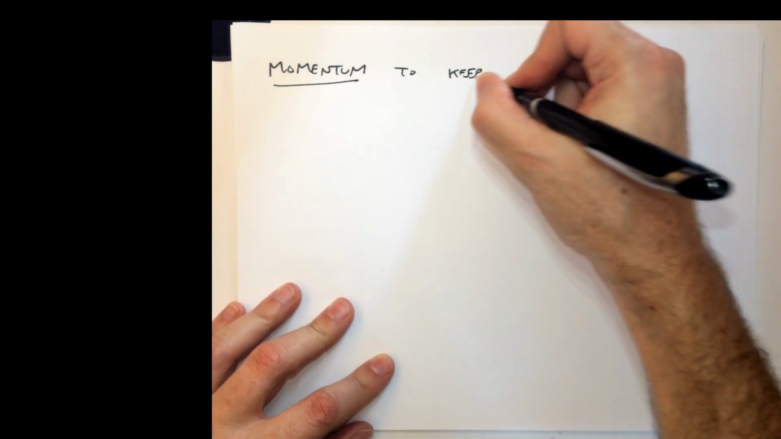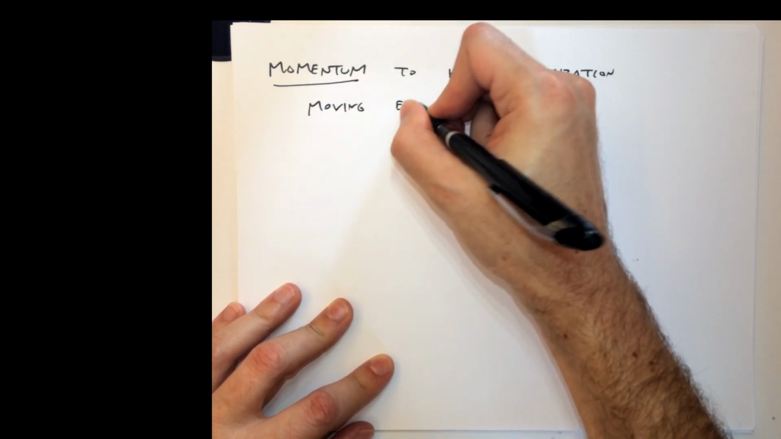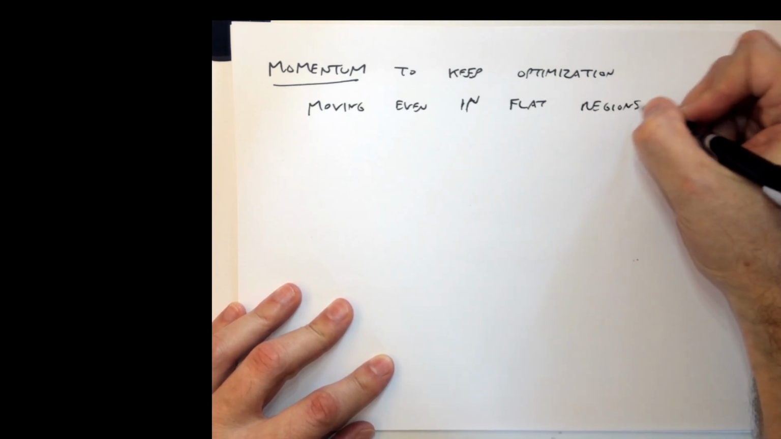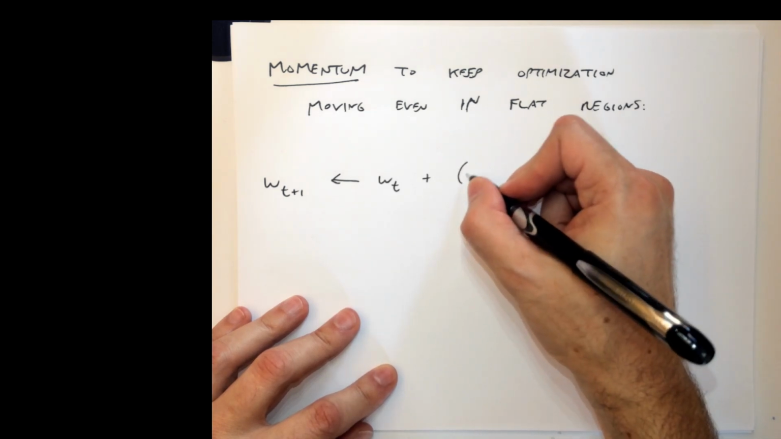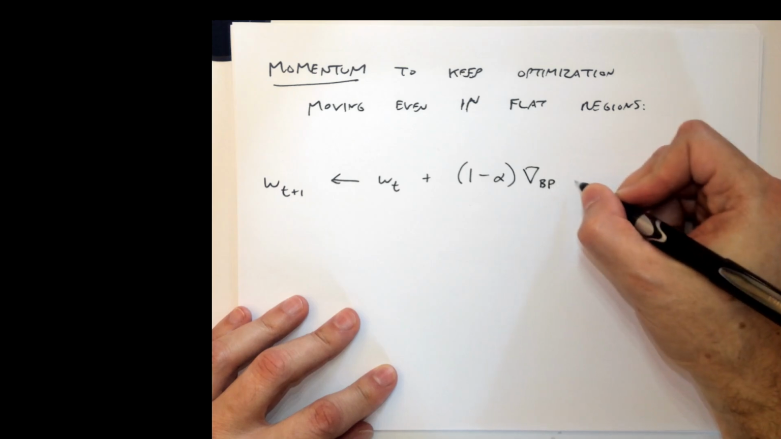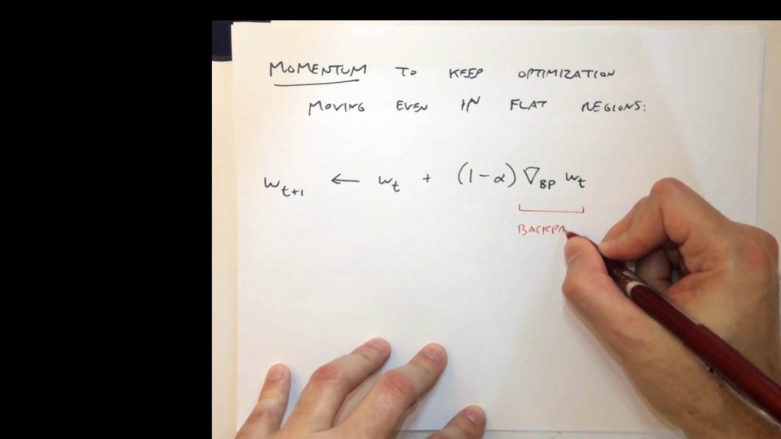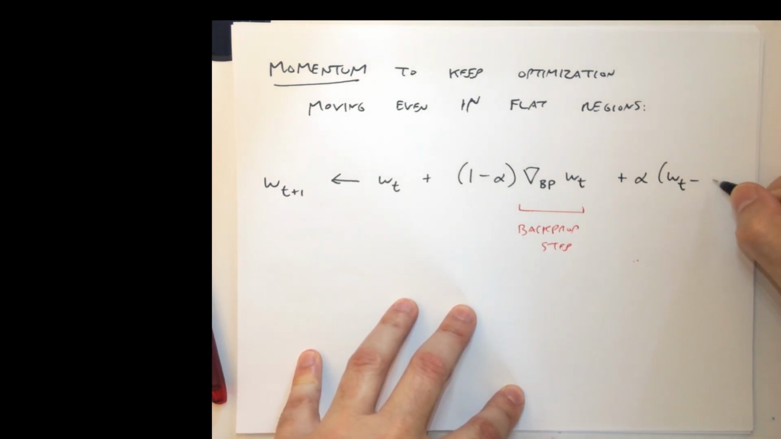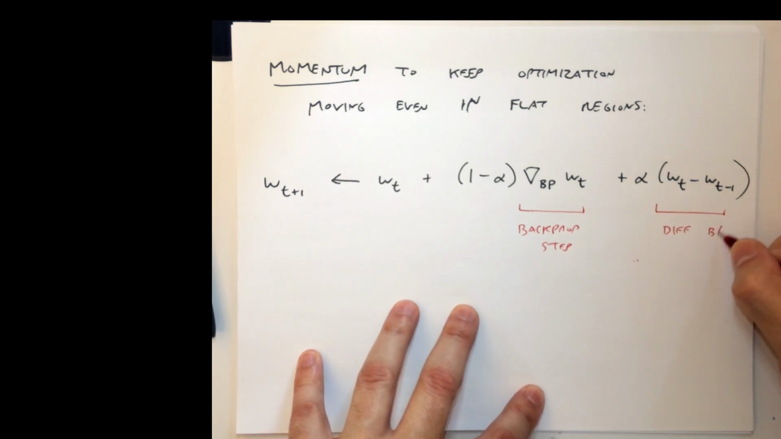So this momentum keeps optimization moving even in what I would call flat regions of the cost function. So that's like saying that the weight that I choose is where I was. Normally what I would do is I would take a step in the gradient with respect to the backpropagation gradient. This is like saying here, this might be my normal backprop step. And then I add to that something that's basically saying I look at the difference between previous gradients and I add that here.